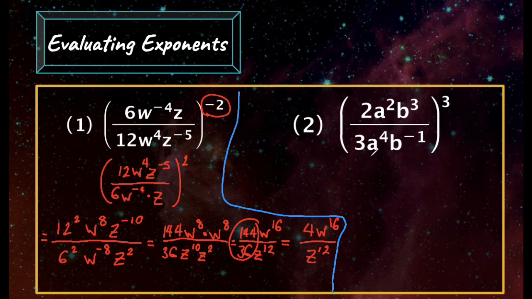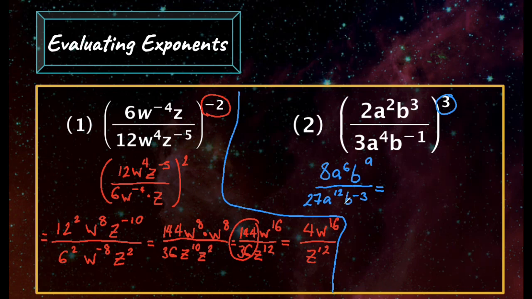So similarly to number 1, that raised to the power of 3 on the outside applies to every single term on the inside. 2 to the power of 3 is going to be 8. A squared to the power of 3 is a to the power of 6. Remember, we're multiplying. Times b to the power of 9 divided by 3 to the power of 3, which is 27. A to the power of 12, b to the power of negative 3.